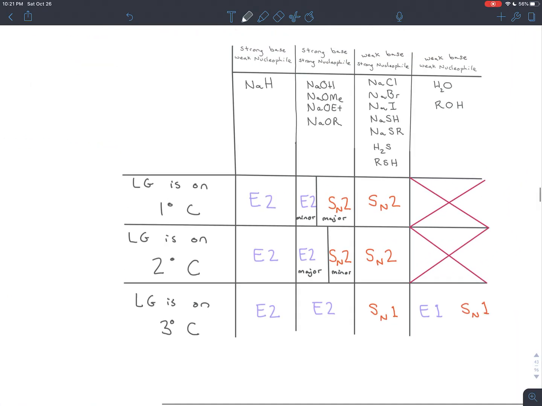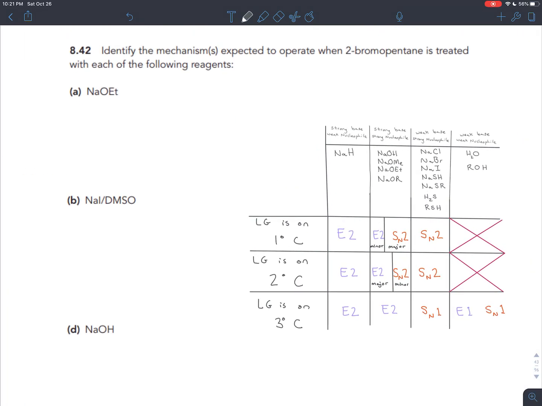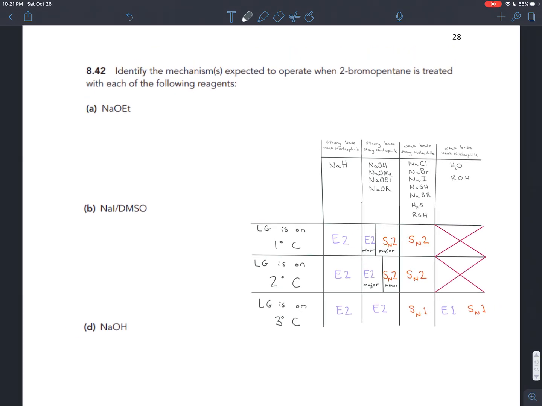In a previous video, we've built up this table that's going to allow us to figure out what mechanism a reaction happens by. And in 842, they're not expecting us to draw the products, but they are asking us to identify the mechanism for several different reactions. Now, in all of the reactions, the substrate is 2-bromopentane.